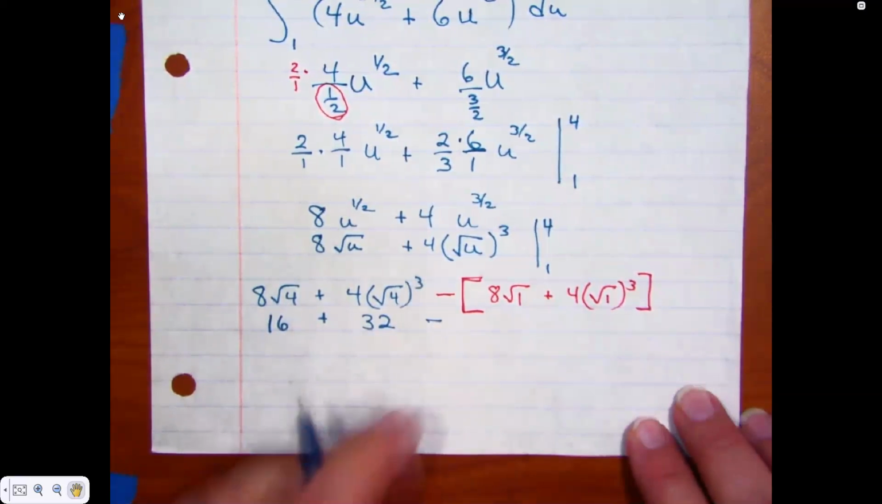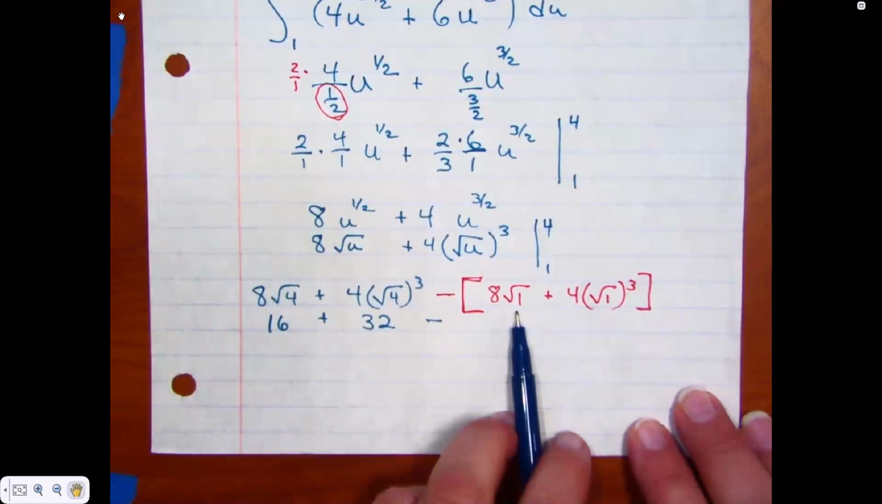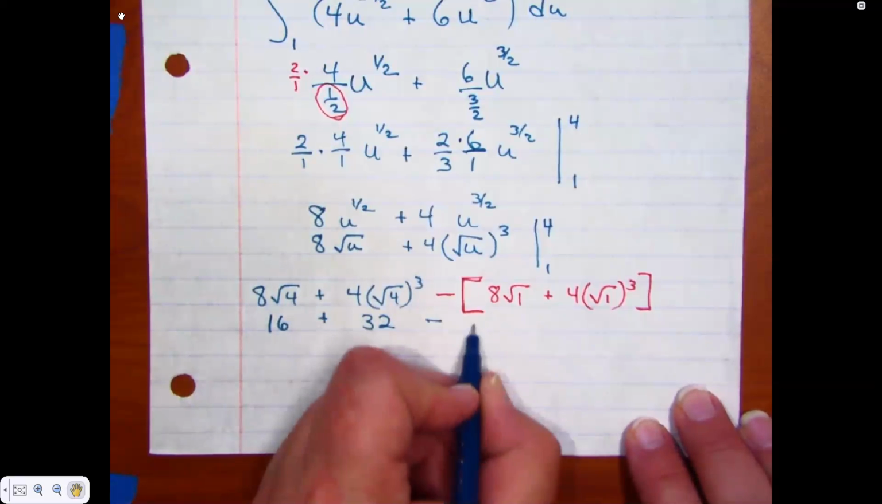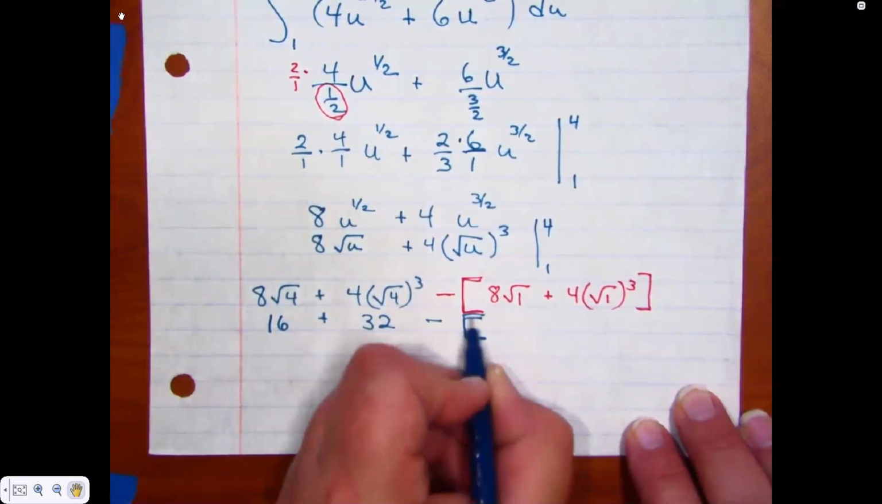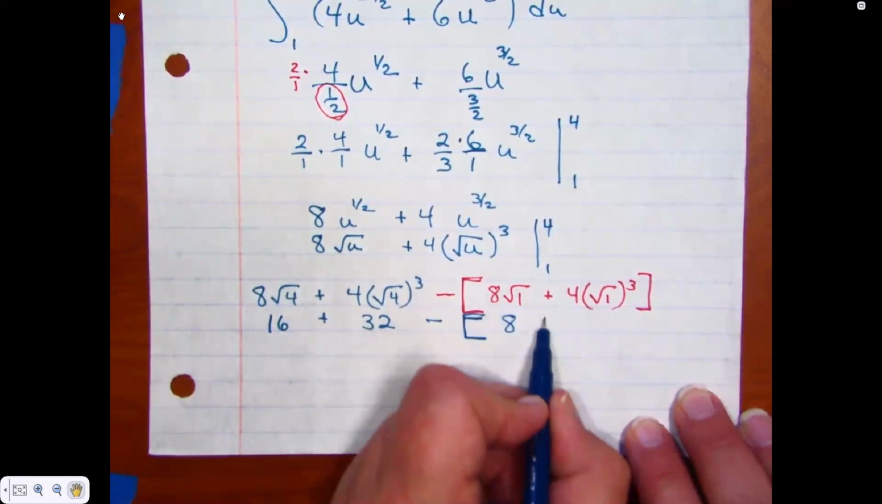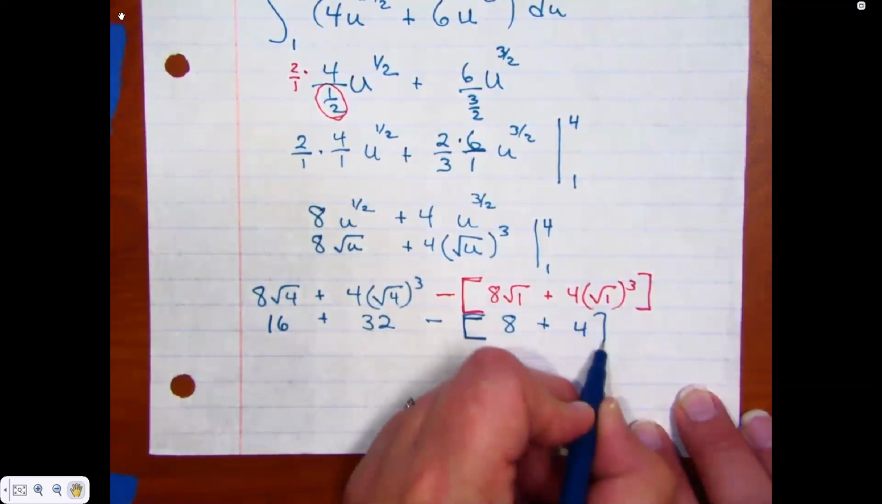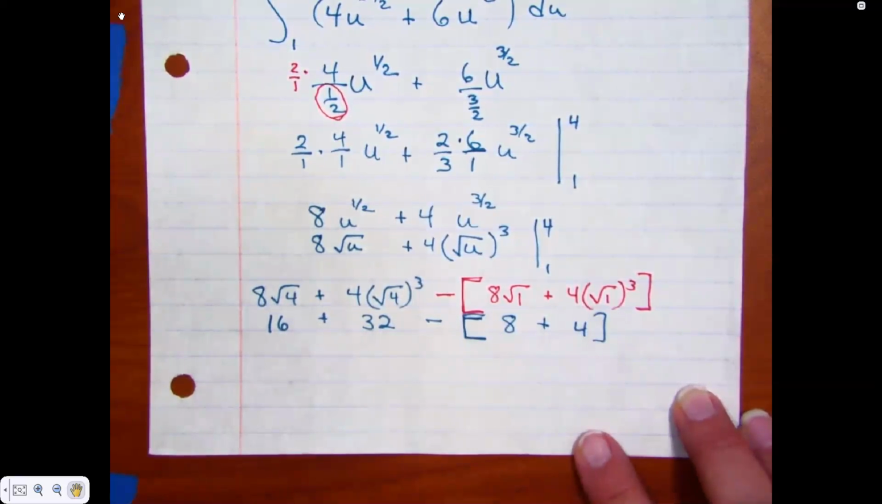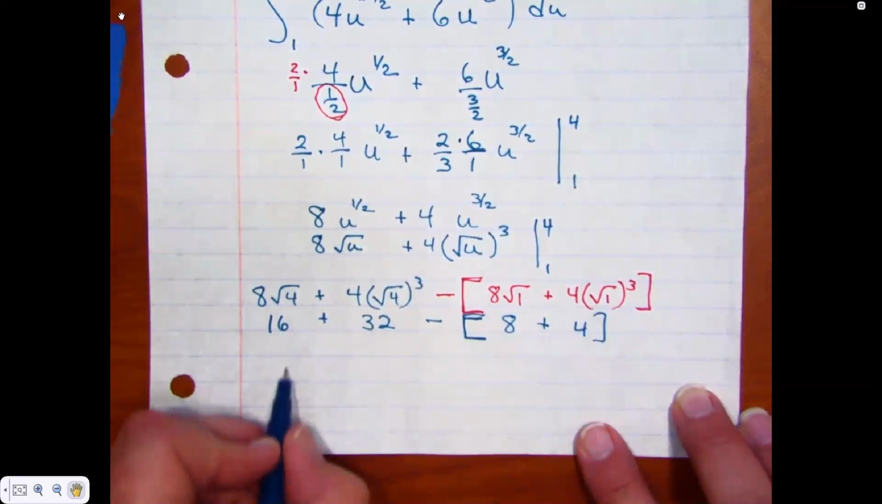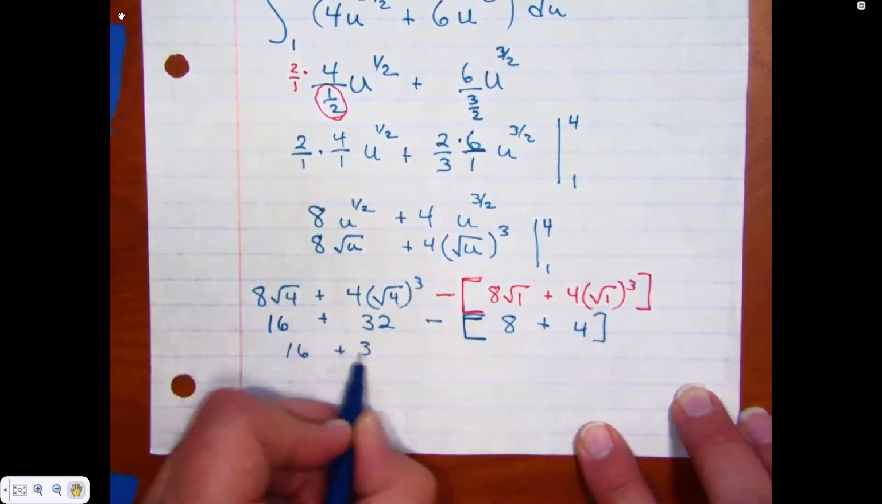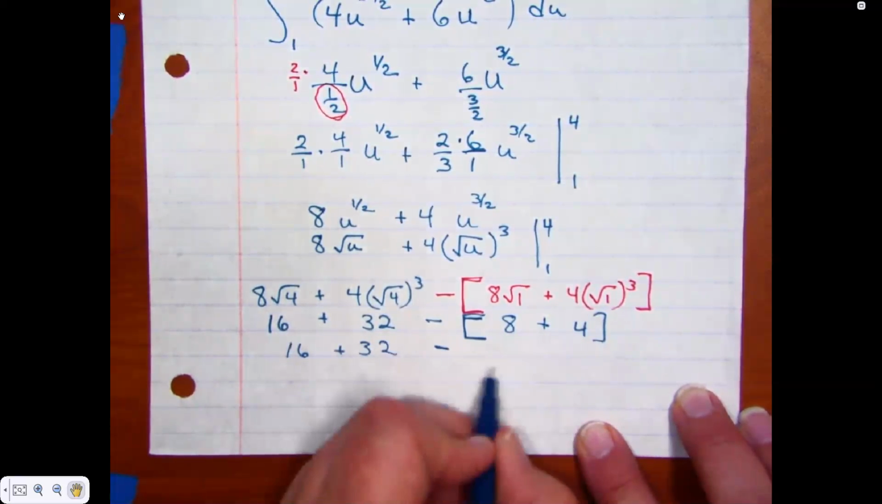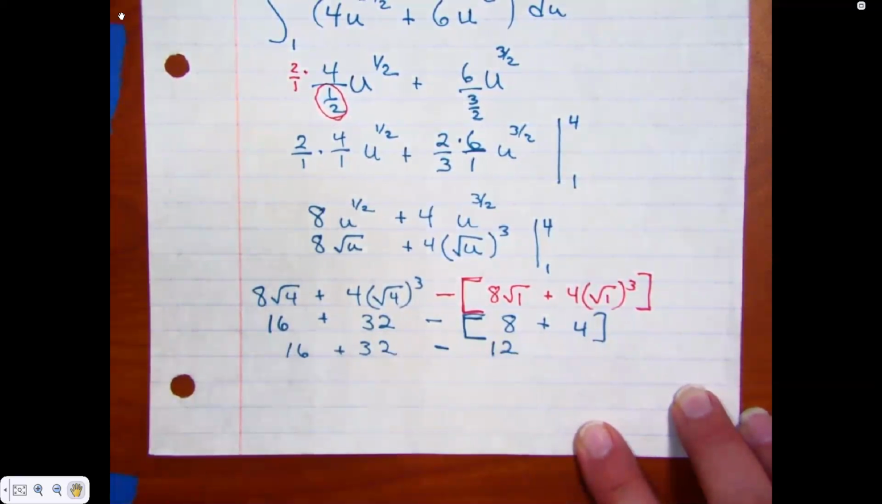And this one's even easier because the square root of 1 is 1. So 1 times 8 is 8. Make sure I have my parentheses there, my brackets. And this one here, the square root of 1 is 1. Cubed is still 1. And then take it times a 4. Okay, so we got 16 plus 32 minus, and then this turns out to be 12.